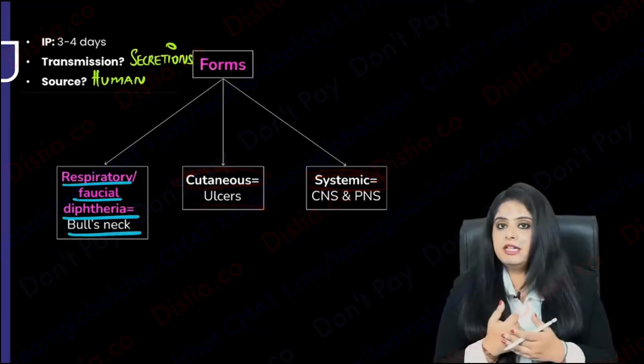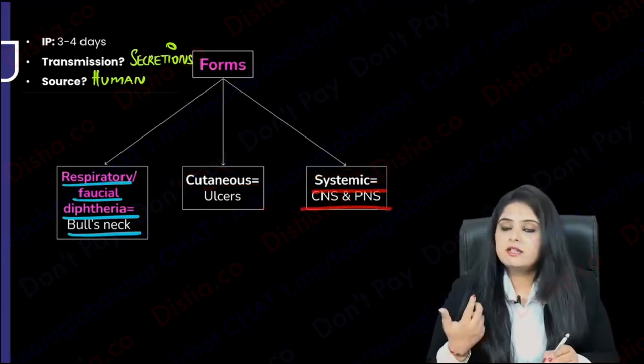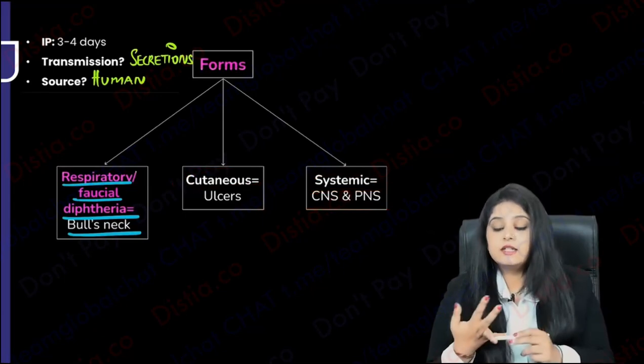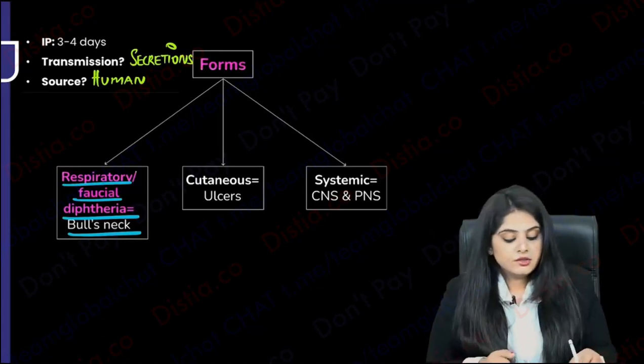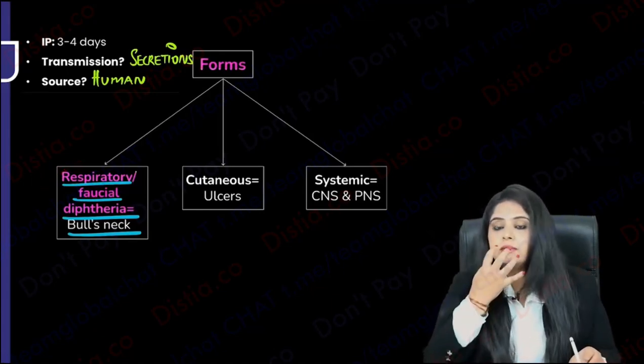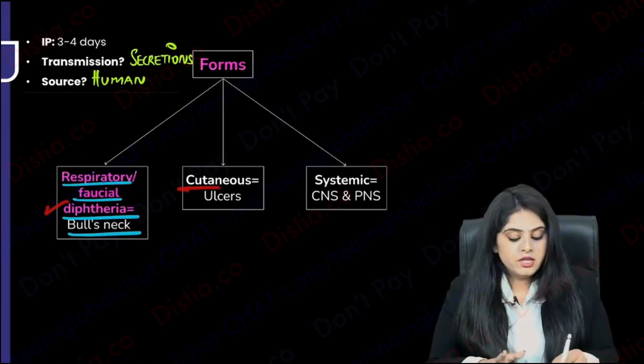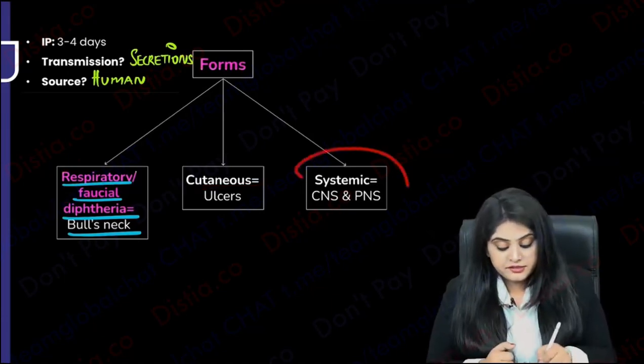Cutaneous, of course, is going to be ulcers, and systemic means it can involve anything. It can involve the heart, the nerves, and so many other organs of the body. So simple. In respiratory, the palate, neck, those regions. In cutaneous, skin, ulcers. In systemic, what all?